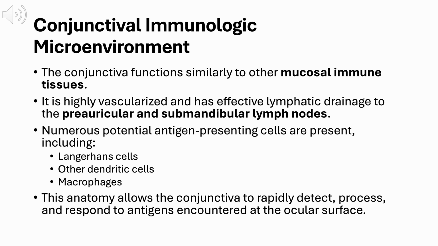This anatomy allows the conjunctiva to rapidly detect an antigen at the ocular surface, process it, transport it to draining lymph nodes, and mount a response. That's the opposite of immune privilege. This is immune readiness. As we saw in the section intro, this active posture is appropriate for a surface constantly exposed to the outside world. Next, we'll see how it organizes that processing.